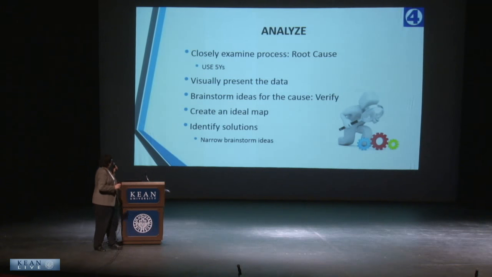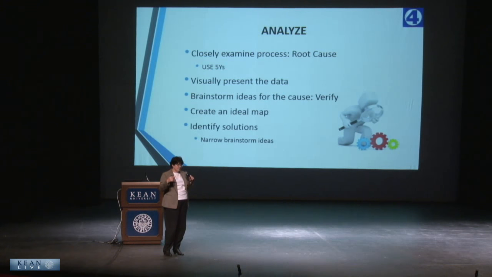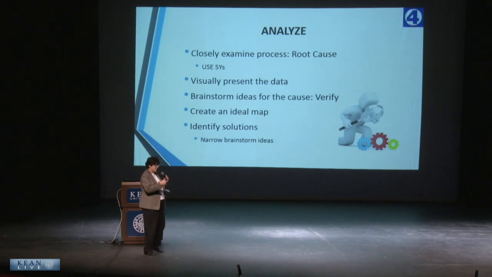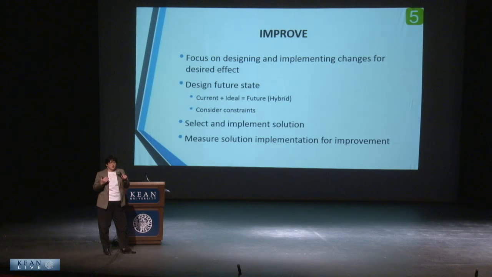At this stage, you're going to start brainstorming for ways to fix the process. After you look at the data, you're going to go, okay, here's where we're at. We know where we want to be. How do we get there? So you're going to create an ideal map. That ideal map is tied to your goal that you created in step 2. Step 5, this is where you start planning. You start planning your solution, designing the solution. We call it future state.